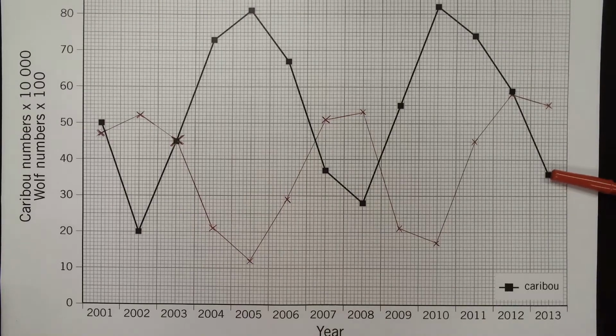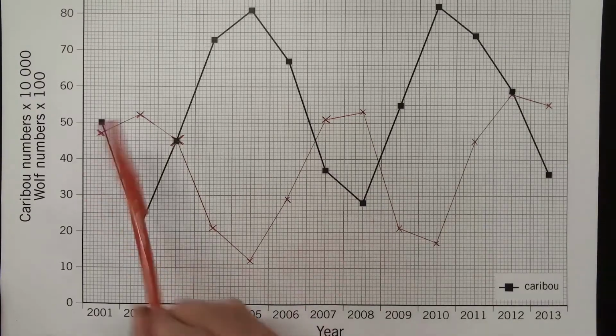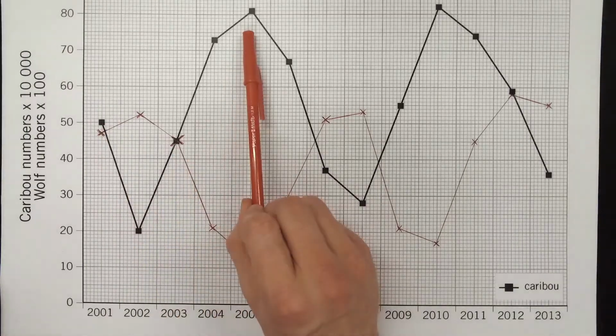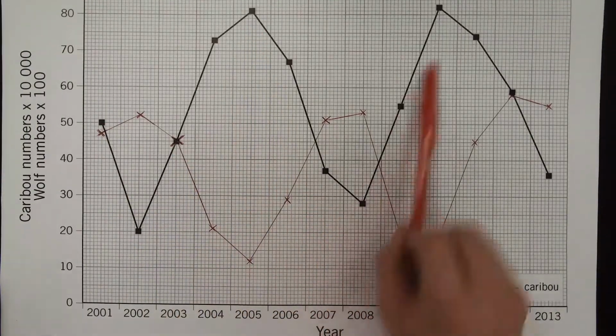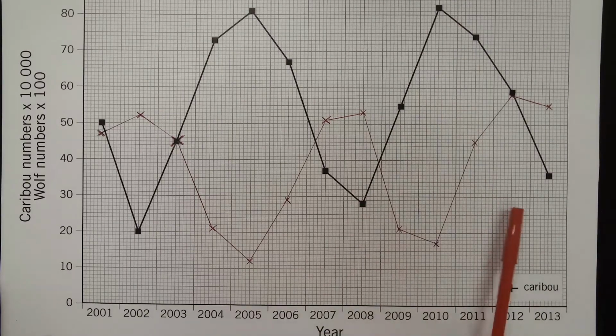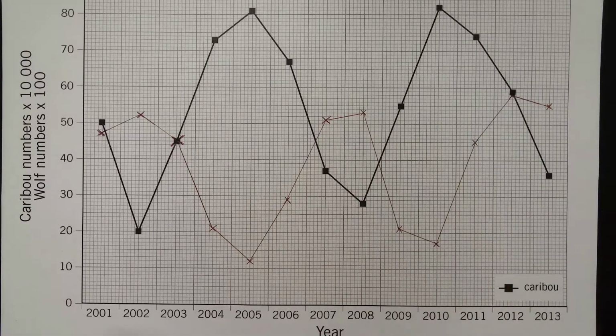So hopefully you're seeing a bit of a pattern there as well. So the value seems to go down, then it goes up, and then it goes down again, and then it goes up, and then it goes down. So quite similar to the pattern that we had with the number of wolves, but ever so slightly different.